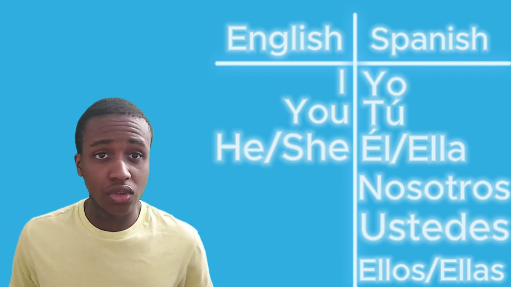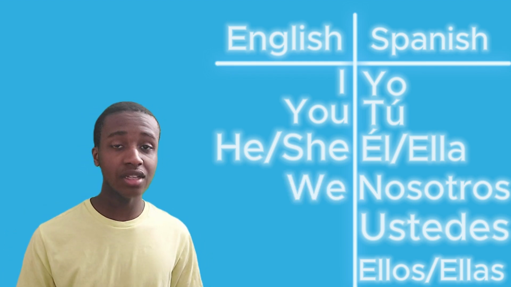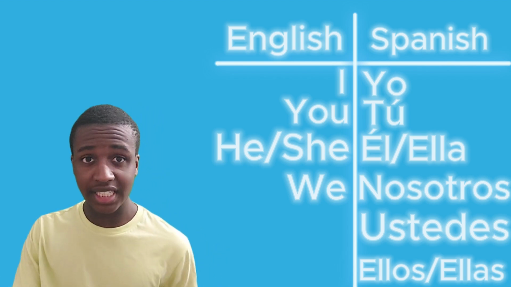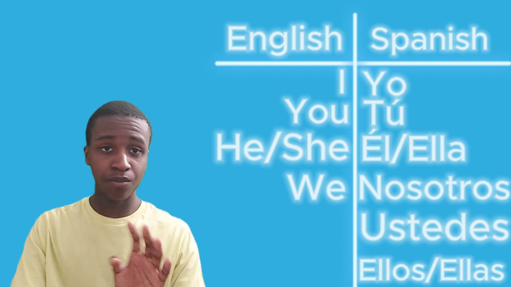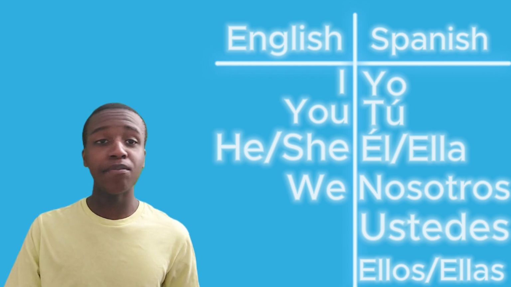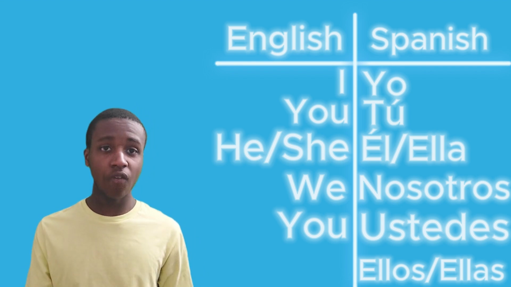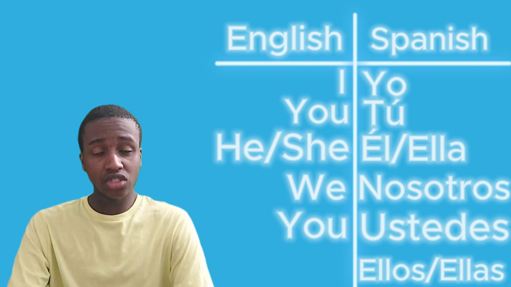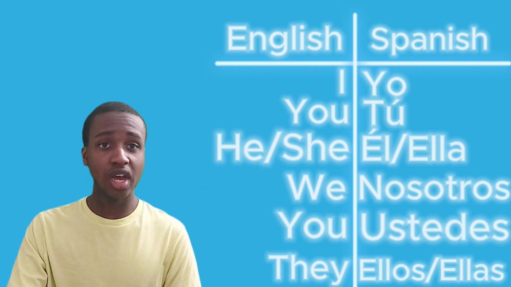So now you got nosotros, right? That means we, okay? We, us. Nosotros, right? And then you got also ustedes, which, remember, is third person plural, same thing with usted, third person singular. So ustedes means you guys, right? So it's a plural for you, okay? Now you got also ellos or ellas. Ellos or ellas means they, right? Remember in Spanish, they has two genders, masculine and feminine. Remember those genders too.